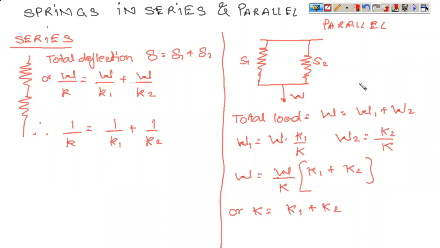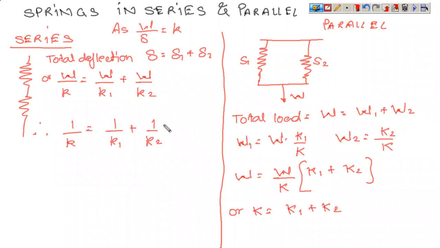You may have springs in series or in parallel. So if you have springs in series, then the total deflection of the system is given by delta is equal to delta 1 plus delta 2. Now, if you try to define stiffness, if K is the stiffness of the spring, then W by delta is equal to K. So you have W by K is equal to delta. So W by K becomes equal to W by K1 plus W by K2. So the effective stiffness of this system is given by 1 by K is equal to 1 by K1 plus 1 by K2.